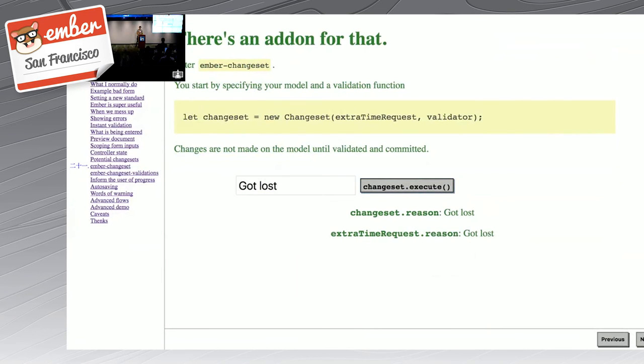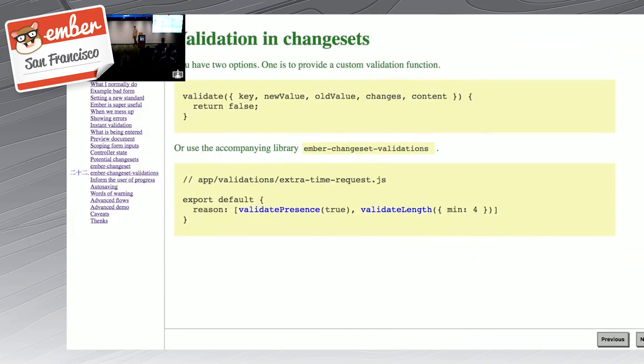So that's really cool. The way the change set does validation is that it allows you to provide a generic validate function. It will give you the key of the thing you're validating and what the new value is, how it's changed. That's a bit low level. But the reason for that is because they also provide an accompanying library called Ember Change Set Validations, which hooks in really nicely, but it means that it's decoupled as well. So if you want to put something else in, like some other validation library that you use, you can do that. So this is really nice.